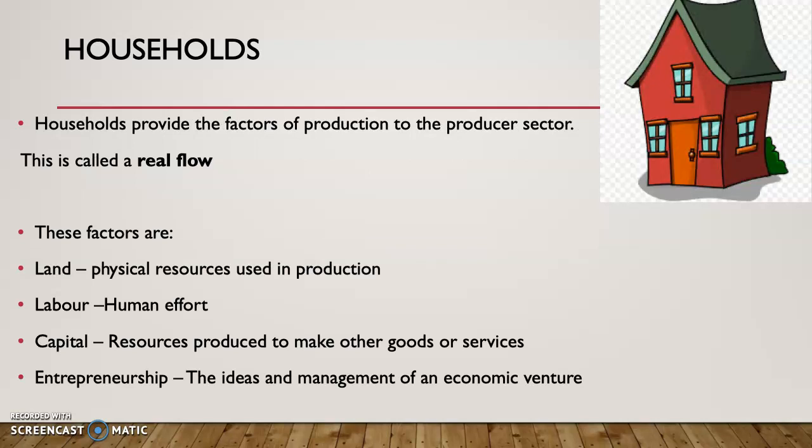So we provide the factors of production. The factors of production are real flows because they are things that we are giving. It might not be something you can see. It might be a brilliant idea that you have turned into a business. That is still a real flow of something from an individual to the general producers, the amount that we produce as an economy. So we've got 4 factors of production: land, labor, capital, and entrepreneurship.